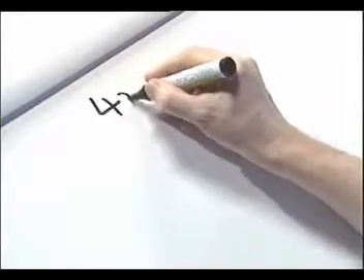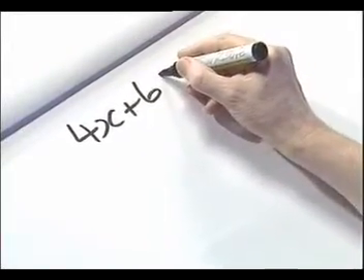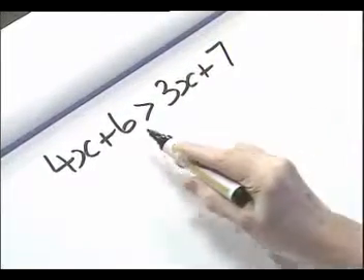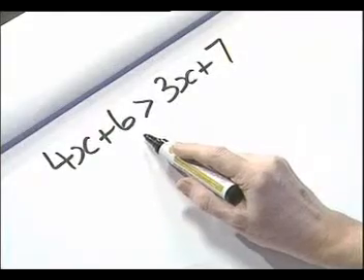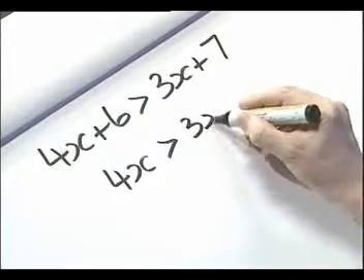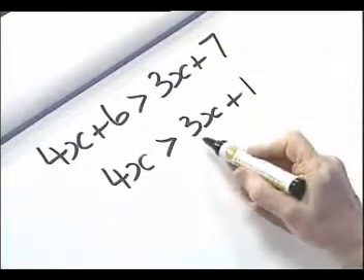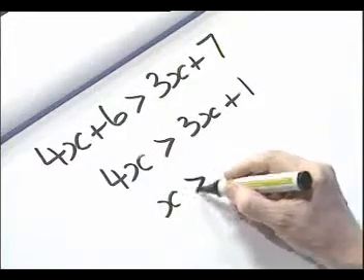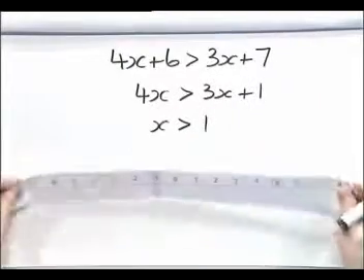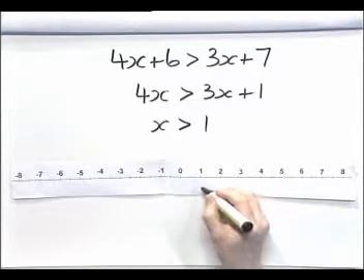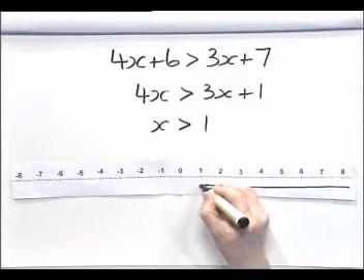Let's have a look at another one. 4x plus 6 is greater than 3x plus 7. First of all, I'm going to subtract 6 from both sides. So I get 4x on the left greater than 3x plus 1. And now I'm going to subtract 3x from both sides, which gives me x greater than 1. And again, I can represent this on the number line. x has to be greater than 1, but x cannot equal 1.